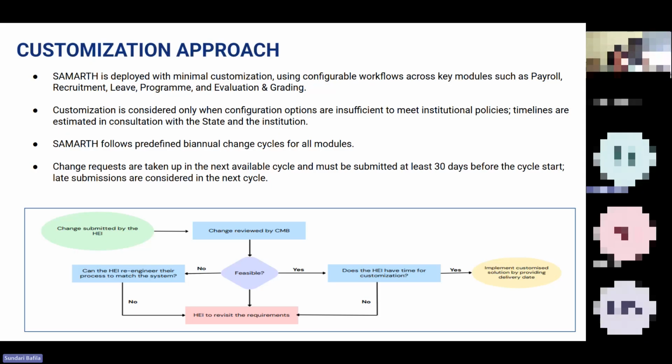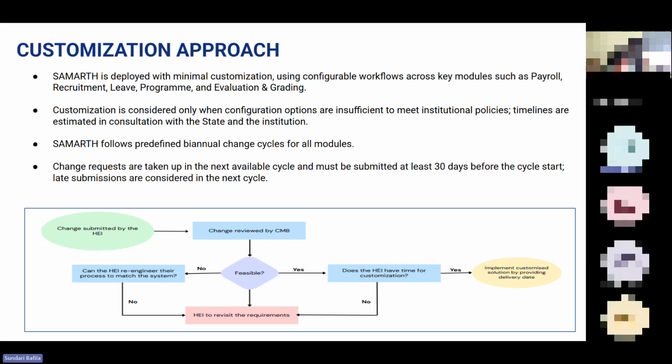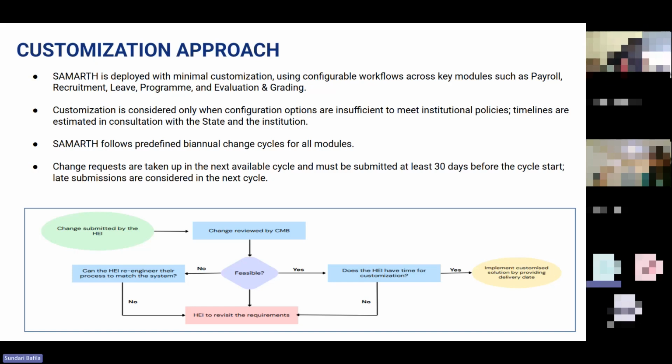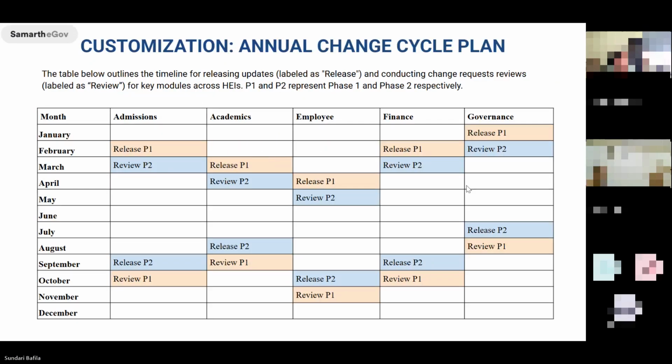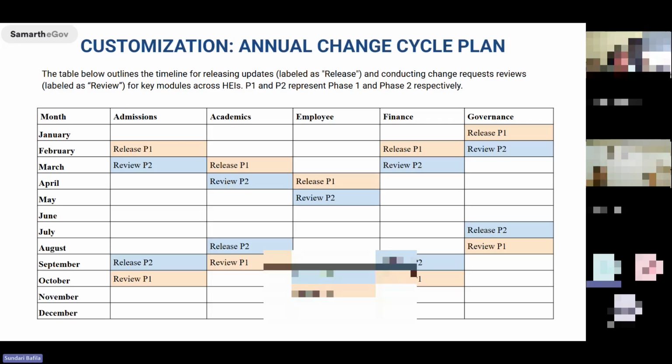These requests are reviewed by the Samarth change management board. If the changes are feasible and sufficient time is available before the module goes live, they may be included in the biannual changes cycle. If there is insufficient time, the institution may be advised to adjust their process temporarily to align with the existing system, and the change may be considered in a future release. The table below outlines the timeline for releasing updates and conducting change request reviews. I will share this table with you all.